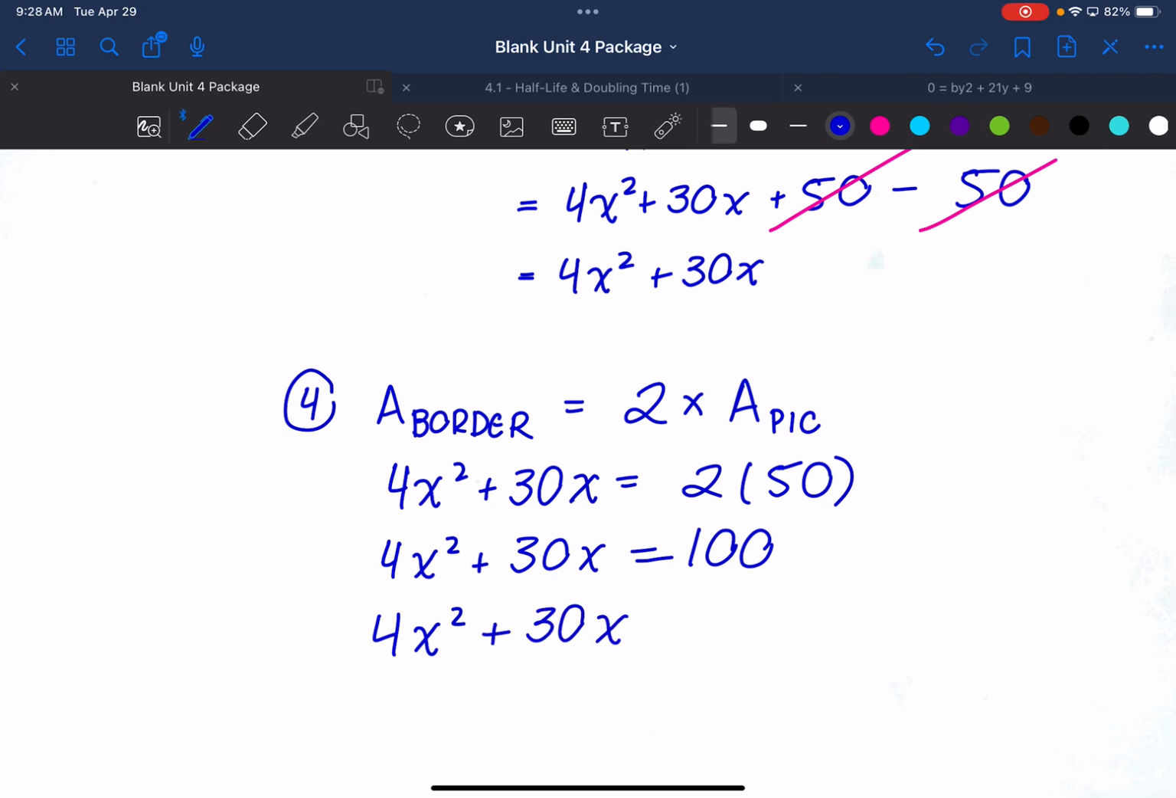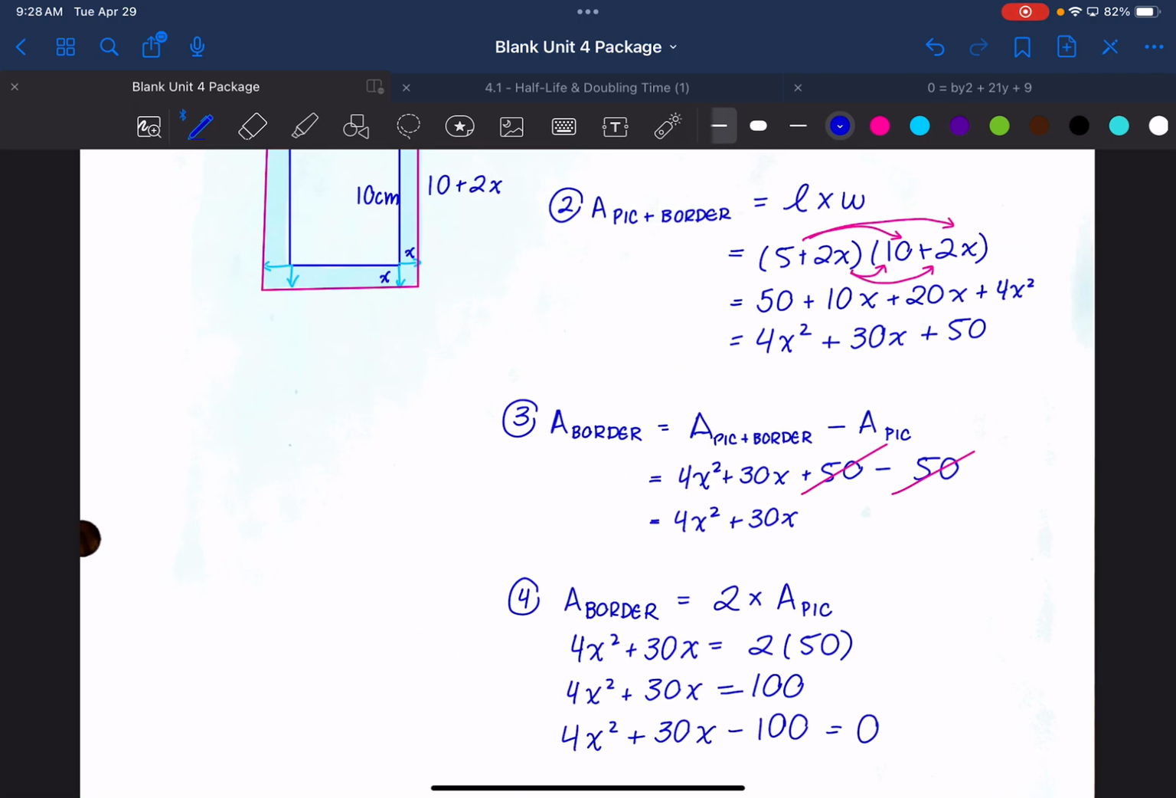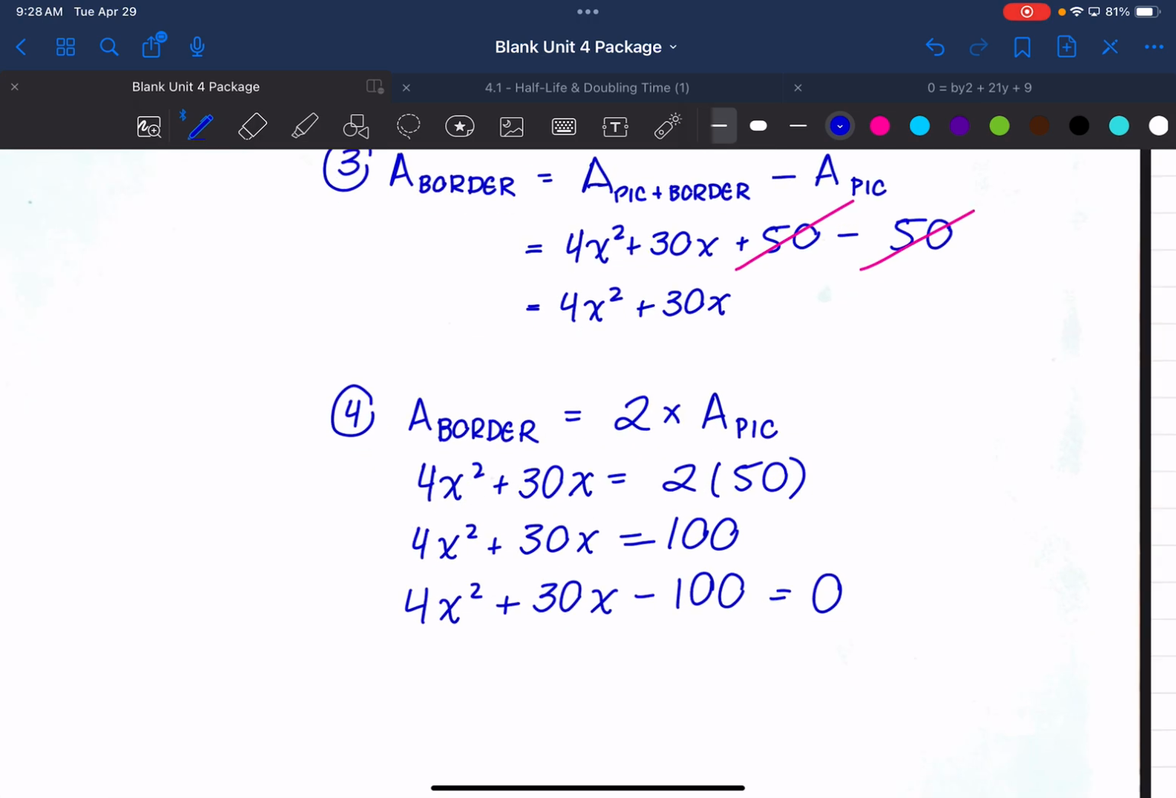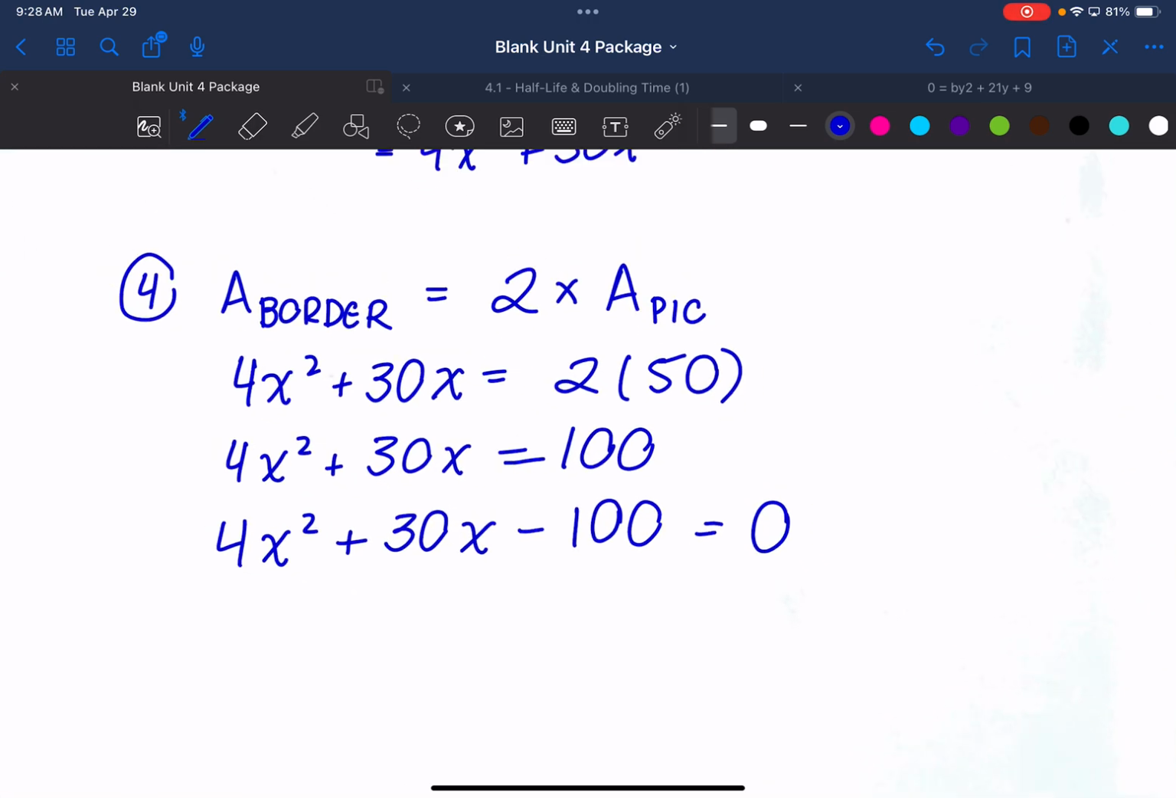Wait, wouldn't you just, you know how we had 4x squared plus 30x plus 50? Why didn't we just set that to the area of 150? Because we already know 50 plus. But where does 150 come from then? Because, well, we know that if the area of the border is double the 50, then it's 100, obviously. Yeah, so 100 plus 50 is 150. So that's the whole border and the picture. But if you did 150, then you move it over and you get that answer. You'd get minus 100 equals 0.